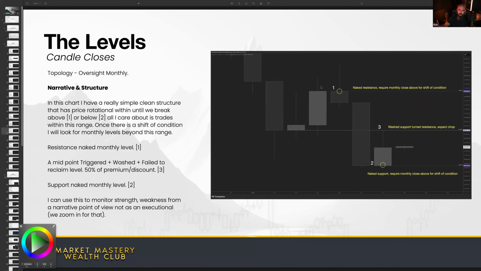Are we there at the moment? No, we're nowhere near it. Okay, so or below 2. So naked support, required a monthly close below. Sorry, I put that it's above. I must have copy and pasted it, but we need it to close below the level. Okay, same as up here. We get a close below, then we can look for this thing to mark down lower. If we get a wick back up through on either side, well, we're staying in here. Okay, all I care about is trades now within this range between 1 and 2.